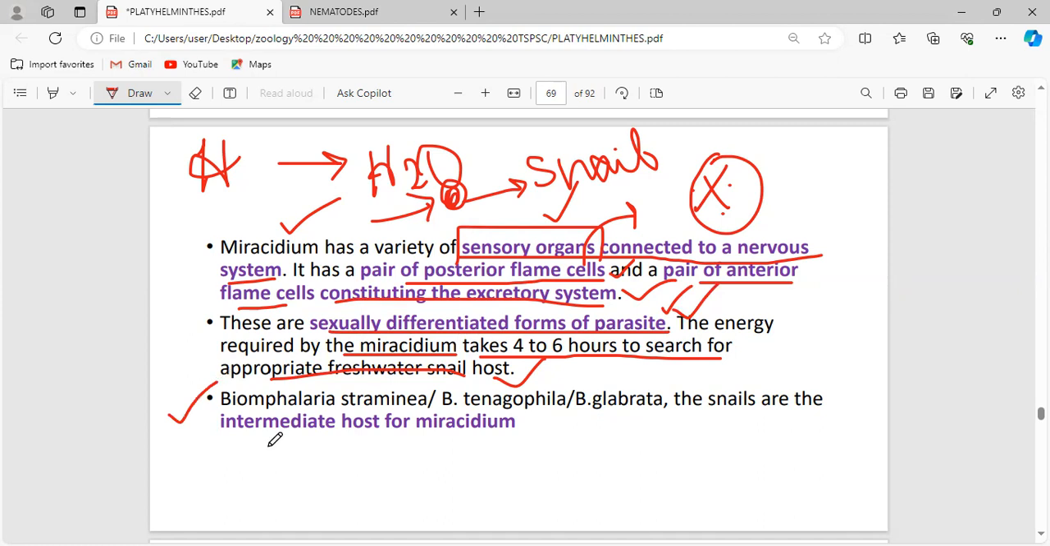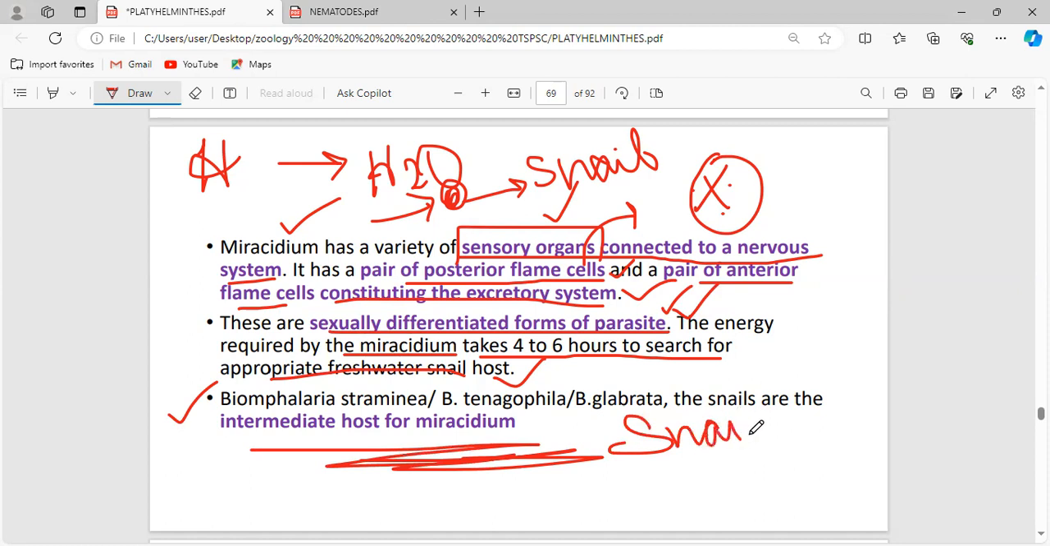Now, what are all the intermediate hosts for the miracidium? So you have to remember the snail species. If in the examination they give snail, there is no problem. You can easily answer those questions. But if they give the scientific name, you will struggle. Okay, Biomphalaria straminea, Tenagophila and glabrata. These are all the species of snails. So you have to remember the names of the species, at least the genus names. Okay, genus names are very important, but you have to remember the species names. Okay, fine.